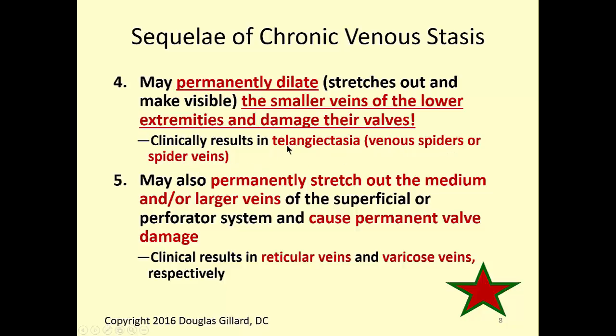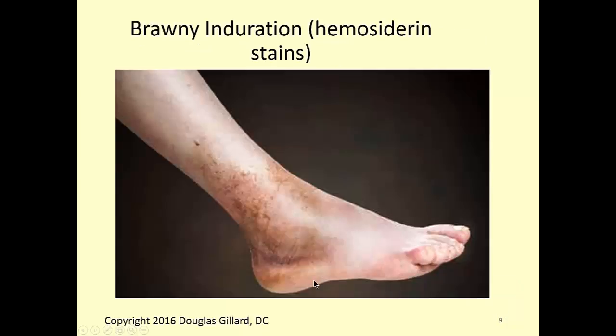And this, we're still on the venous system, maybe the venous side of the capillaries. It can also stretch out the medium-sized vessels, or even large vessels if it happens in the superficial system. And that leads to things like reticular veins. That's the next size up. And then the big ones are varicose veins, and we'll talk more about those.